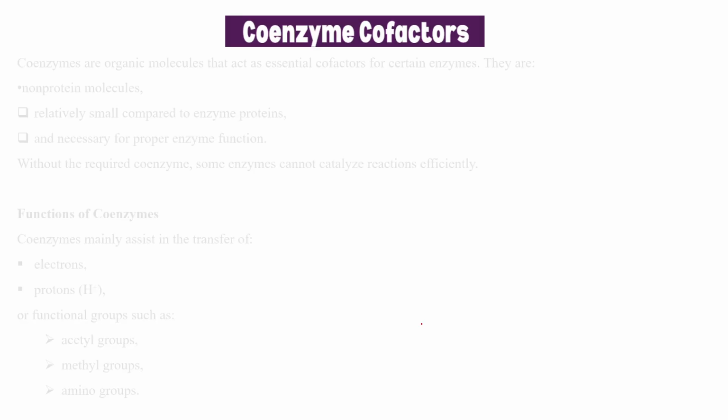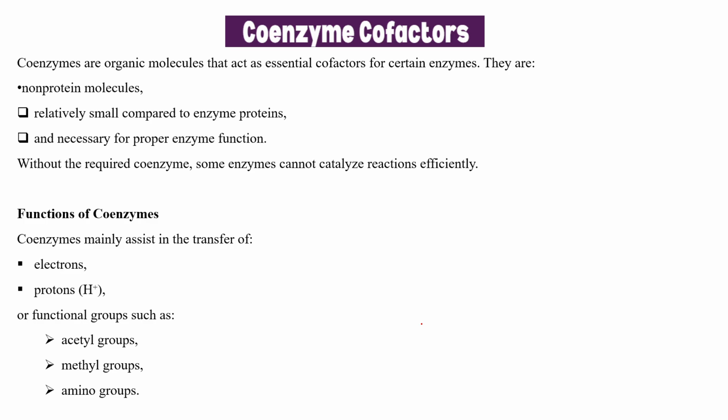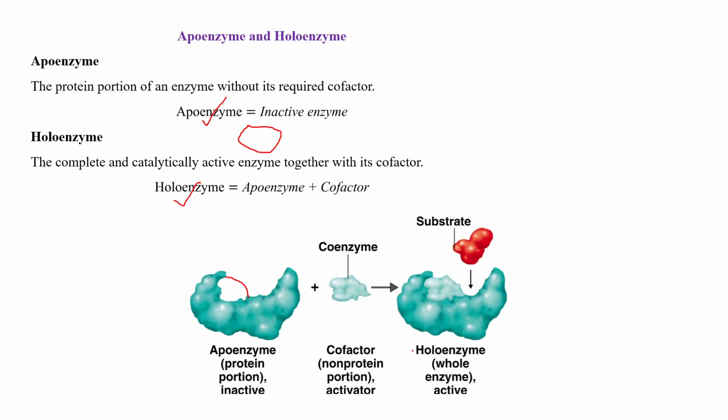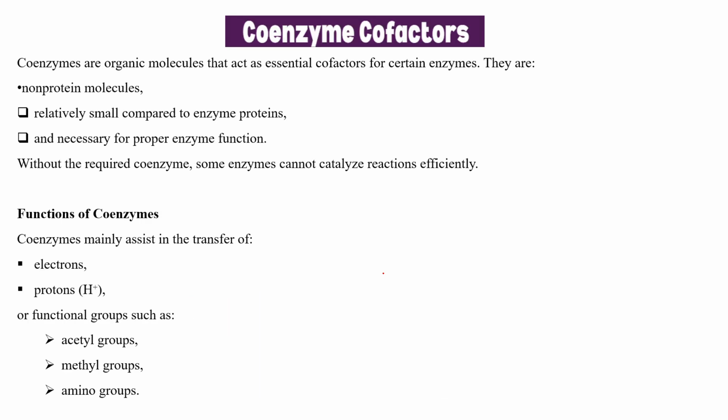Now, coenzyme factors. Coenzymes are organic molecules that act as essential factors for certain enzymes. They are non-protein, like I said. They can be vitamins. Yes, most of them are vitamins. They are relatively small as compared to the enzyme protein, like you saw. You are not expected to see a coenzyme bigger than the active site. No. Then where are they going to fit? They should be small enough to fit into the active site, with space for the substrate to also bind and be converted to products.